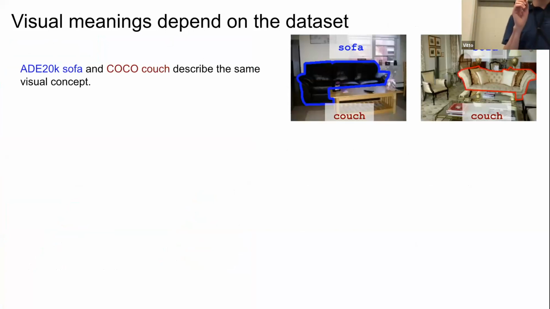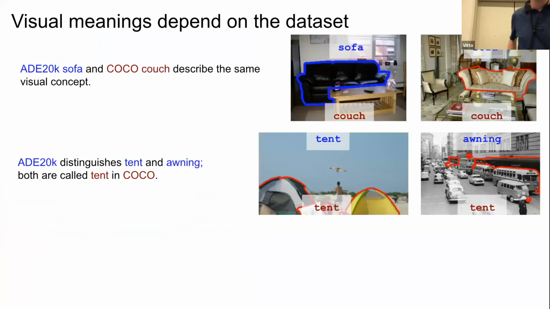In ADE20K, sofa and the COCO couch are actually the same visual concepts, although they have different words. And here is a nasty case where ADE20K distinguishes between tent, where you camp, and awning, which is more like what you use to protect from shade on a shop. Whereas both are called tent in COCO. So now the fact that awning is a child of tent, but tent is also a child of tent, that's going to be tough to do with language alone.